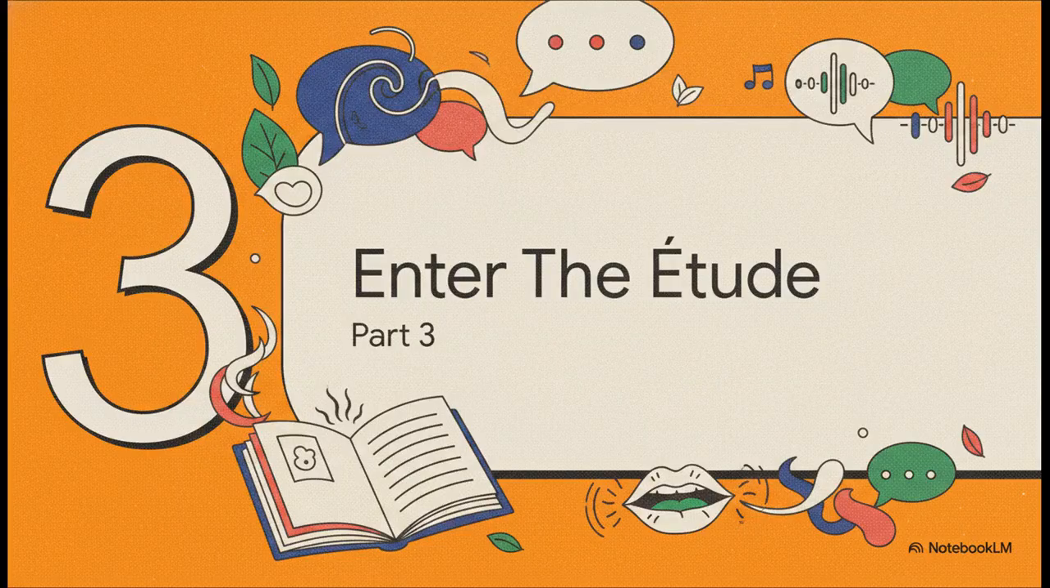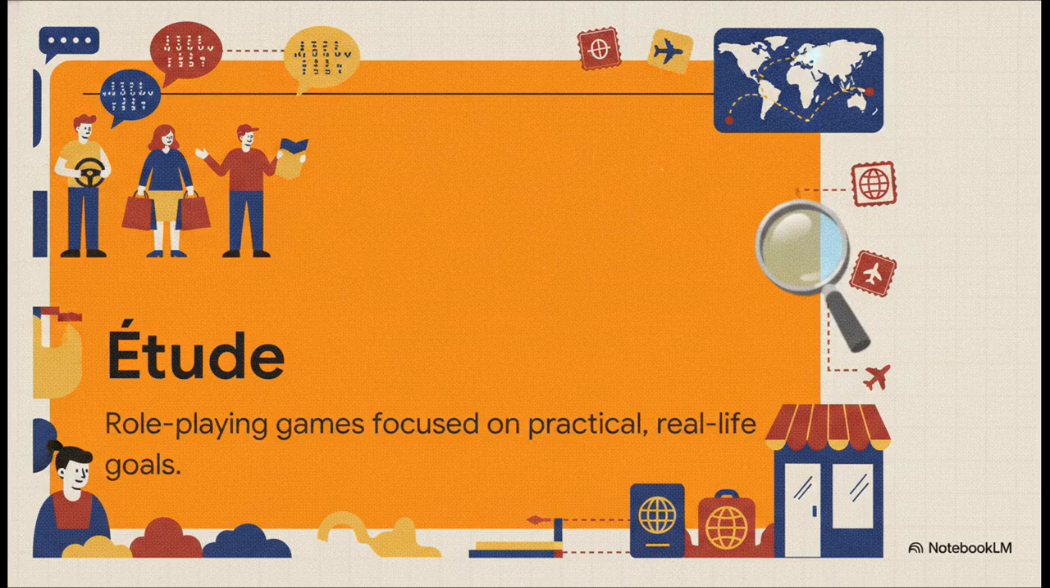So, let's look at part 3, enter the etude. The big question now is, how does the Shekhter Method practically apply this speech-first philosophy? How do we actually learn without relying on those sterile, traditional classroom lists? Well, the primary teaching technique used to achieve this is something called the etude. An etude is essentially a role-playing game, and it's focused on accomplishing practical, real-life goals in a very natural context. In this method, you'll find no word lists, no artificial exercises, and no rigid memorization.